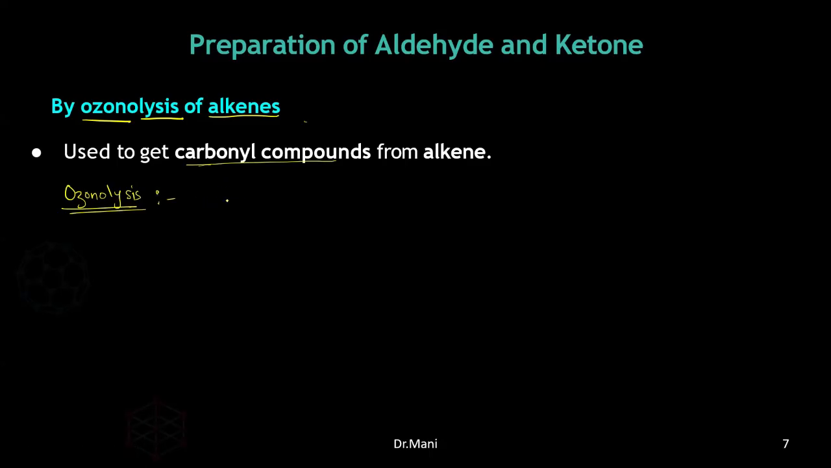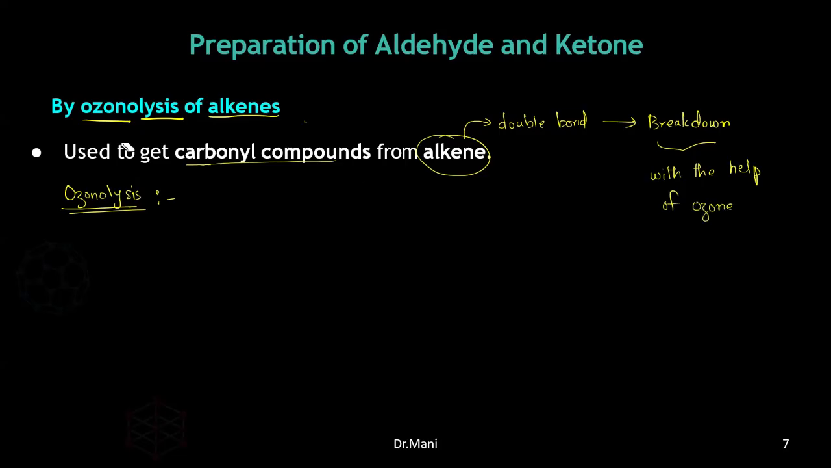Ozonolysis is a very, very powerful method for breaking down the carbon-carbon double bond. What is the meaning of alkene? It contains the double bond. Yes or no? This double bond you break down with the help of ozone. That is what ozonolysis means. That will give the carbonyl compounds. The two carbonyl compounds it can give are aldehydes and ketones. So just remember the meaning of ozonolysis: you are using ozone to break down the double bond present in the alkene, producing the carbonyl compounds, which are aldehydes and ketones.